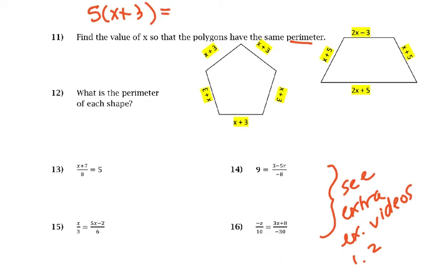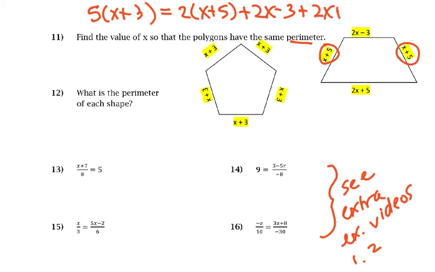That has to equal, because I want it to have the same perimeter as the trapezoid. So the trapezoid has 2 of those sides, and then a 2x minus 3 and a 2x plus 5. That's the equation I need to solve.